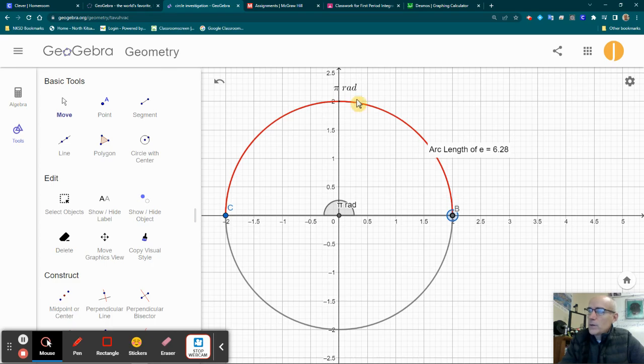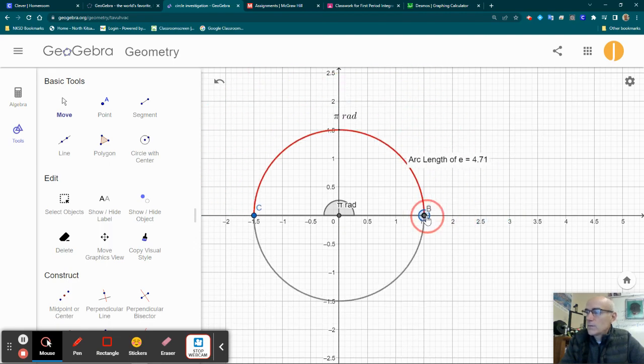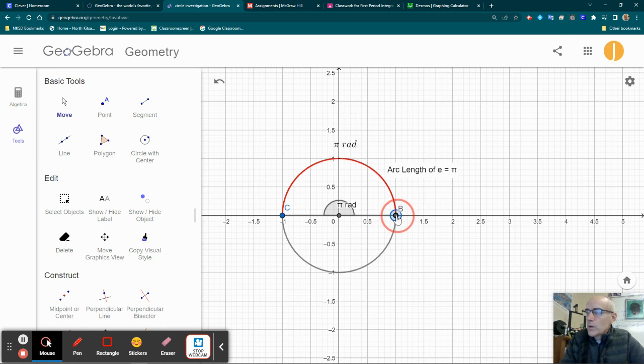Because the distance from B over to C has increased, because the radius just increased. If I make the circle really large, that distance is going to get really, really much bigger. So the length of the arc and the angle measure in radians match up when the radius is 1. And this is a really important idea in higher levels of math.